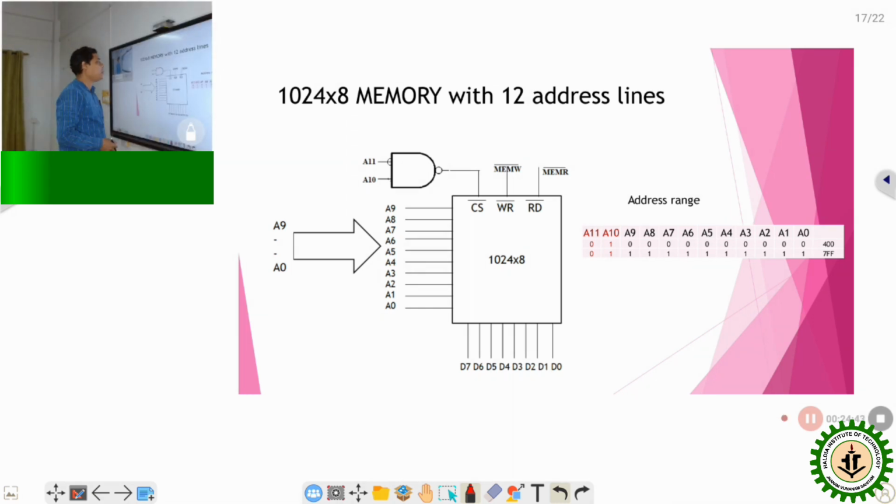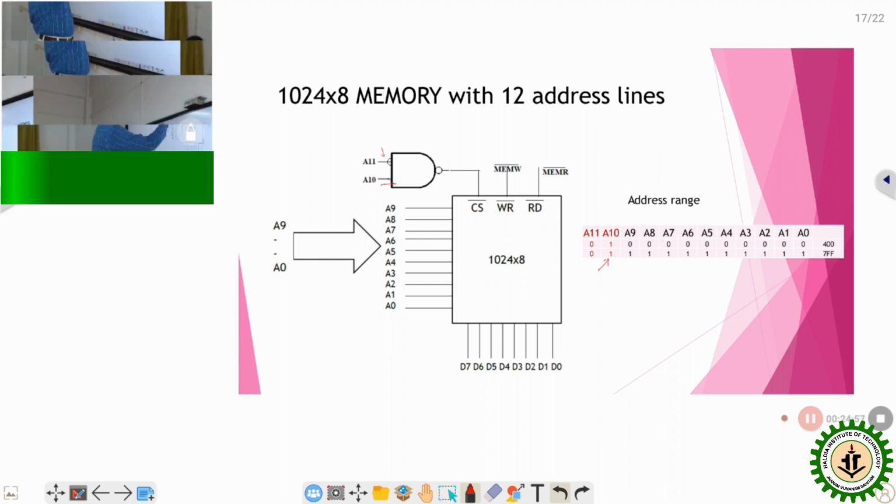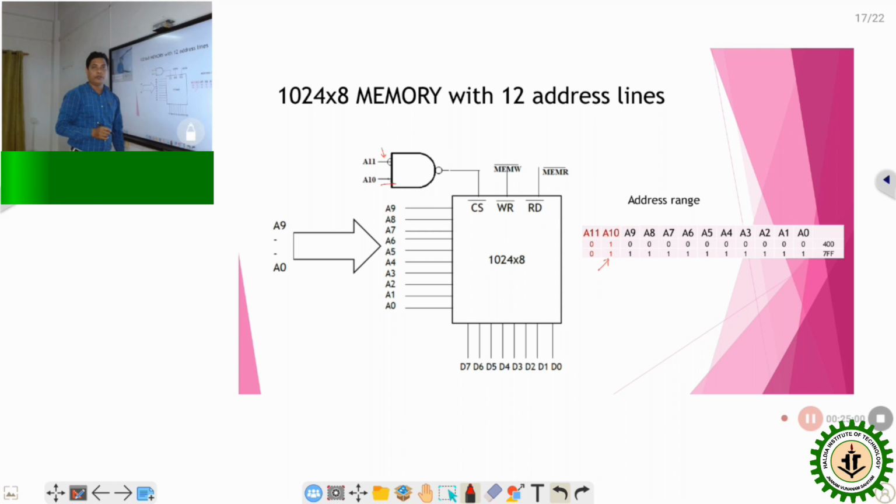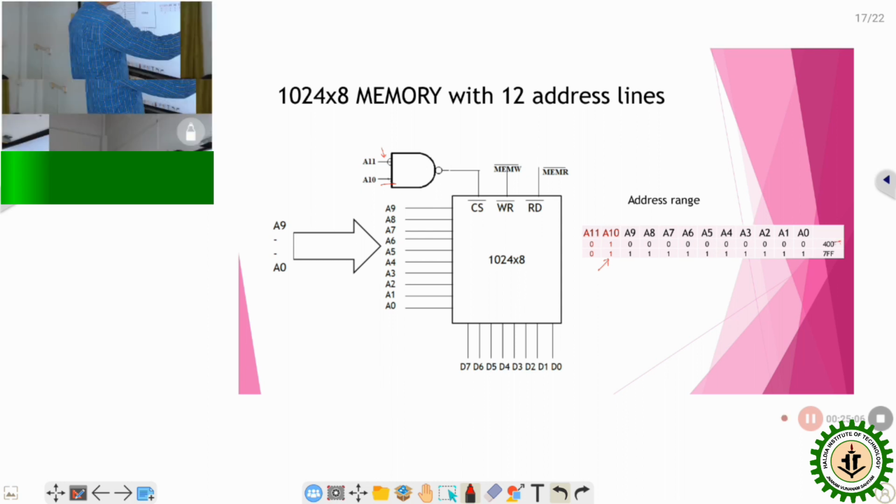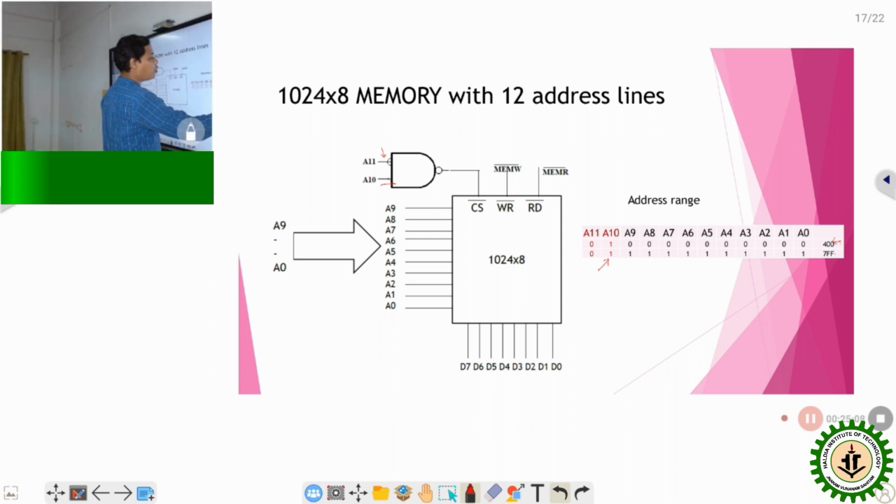Here one different arrangement is shown, in which in front of the A10 address line no NOT gate is present, so its value must be equal to 1. A10 must be equal to 1. A11 remains the same as before, so A11 should be equal to 0. So this time the address of the device changes. Minimum lowest address is 400, highest address 7FF. That's how the address varies.